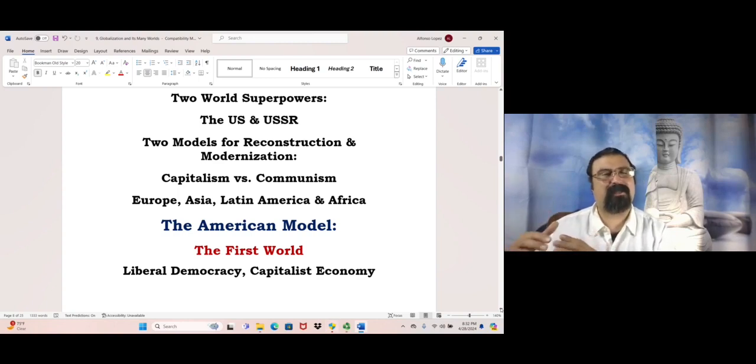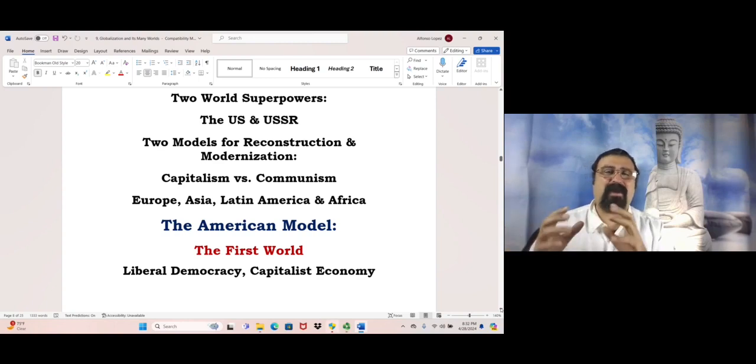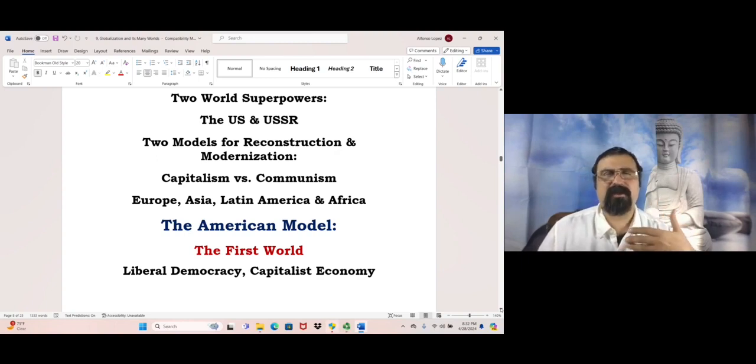Latin America was not necessarily affected by the war. Africa, some areas were affected, but rather in Latin America and Africa, the issue was more about how do we achieve modernity? How do we modernize our economies? They were trying to achieve development. And they were also at a crossroads trying to decide, particularly after the end of the Second World War, which road to take. Okay, the capitalist road or the communist road, for example.